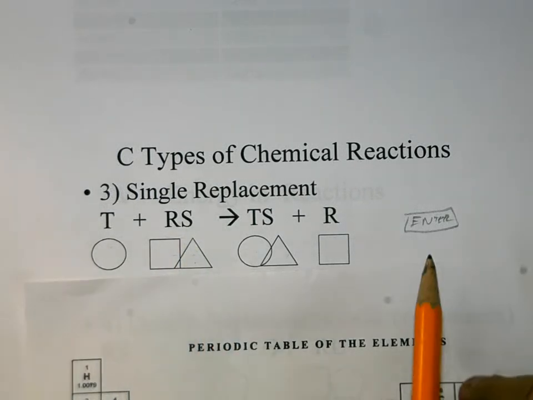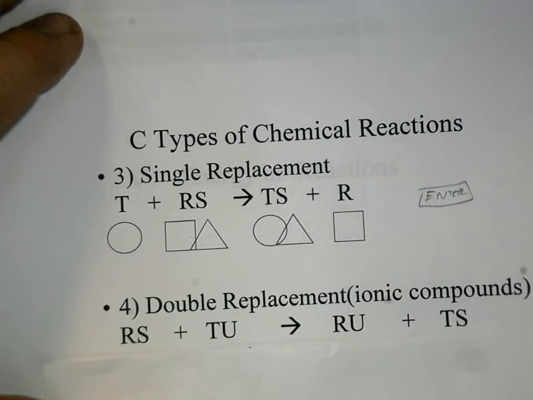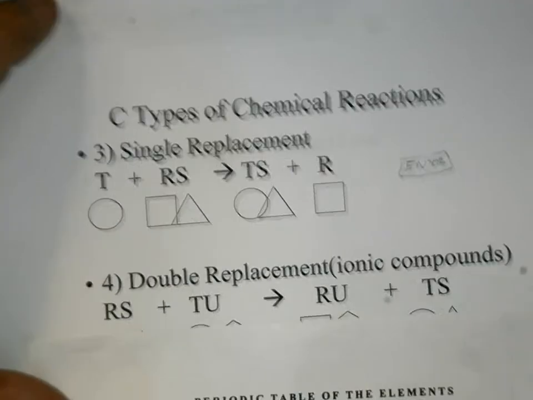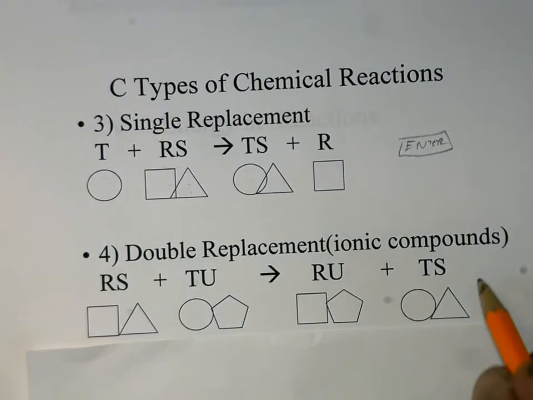Now you probably figured that the next one is going to be double displacement, and this tends to happen in ionic compounds. So let me go ahead and have you pause for a moment, give them a chance to write this down. Hit the enter button.